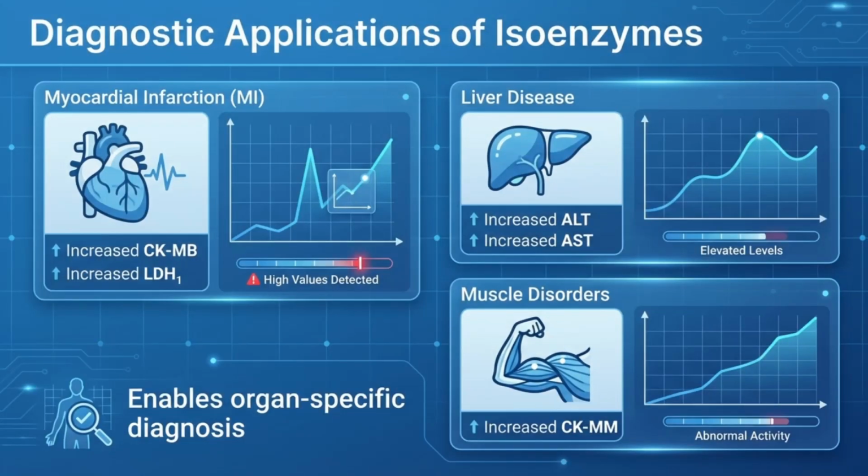Isoenzymes play a critical role in clinical diagnostics, particularly in identifying organ-specific damage. In myocardial infarction, or heart attack, there is a significant increase in CK-MB and LDH1 levels. In liver diseases, enzymes such as ALT and AST are elevated, and their patterns help distinguish liver injury from other conditions. Similarly, elevated CK-MM levels indicate muscle damage or disorders. Thus, isoenzymes provide a powerful tool for accurate and early diagnosis.